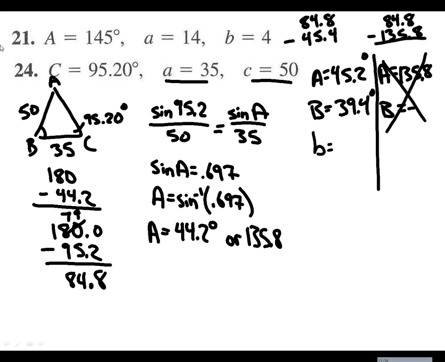Still need side B. Let's go ahead and set it up. We've got ourselves sine of 95.2 over 50 equals sine of 39.4 over B. And if we plug that in, I believe we get 32.67. Remind me to talk about this one. I may have written down my numbers incorrectly for the decimals there, so we can check that one. But that's your setup.